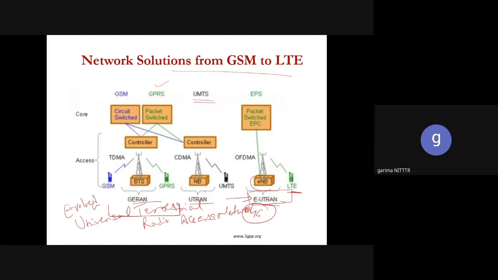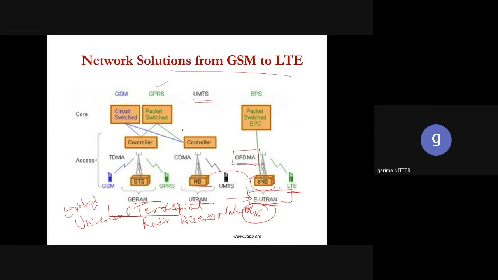eNode B. It is evolved Node B. Node B was the name of the BTS in 3G. Now the name changed to eNode B, which is evolved Node B, having access to the core network through one of the access technologies, OFDMA. That OFDMA technology was multiplexing or the air interface between the mobile user and eNode B, and at the backend also this OFDMA technology was used by the packet core network. So this eNode B is connected to the packet switched network or EPC.